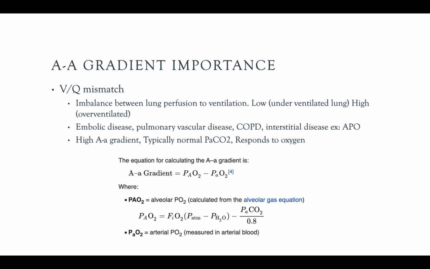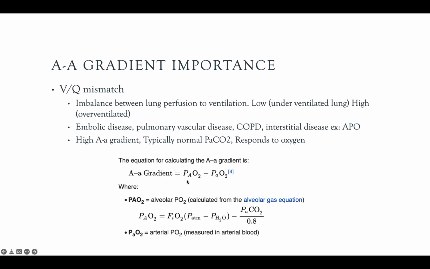So let's look at various causes of respiratory failure. VQ mismatch. We talked about VQ mismatch, and this is a lung issue, so you're going to have a high AA gradient. Typically normal PaCO2 levels, because there are still good segments of lung that you can perfuse through, and it responds relatively well to oxygen. So here's our formula for calculating AA gradient.